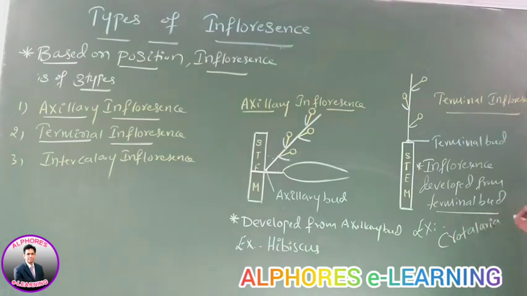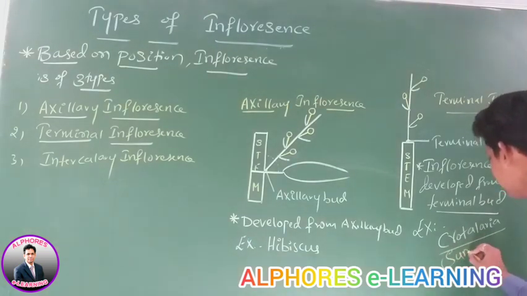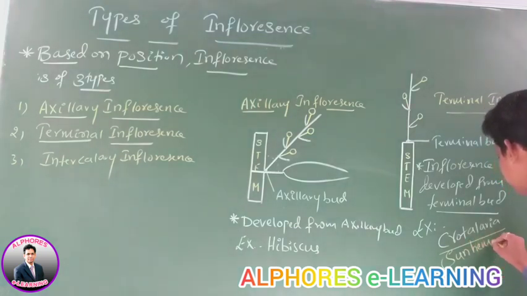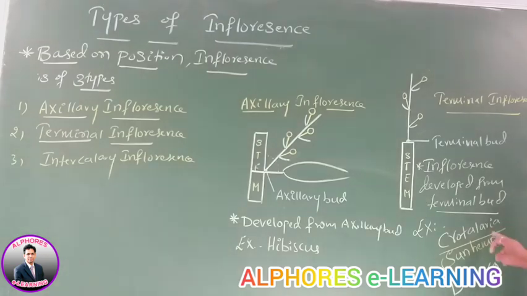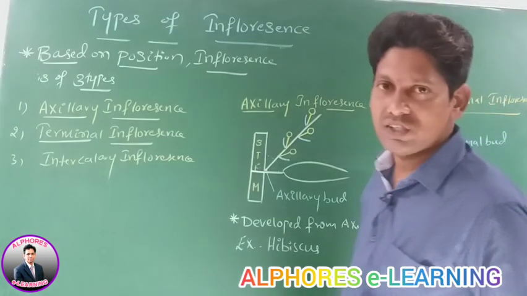Crotalaria. This crotalaria's common name is sun hemp, H-E-M-P. Second example, datura. Therefore, crotalaria and datura, these two are examples for which inflorescence? Terminal inflorescence. Is it okay?